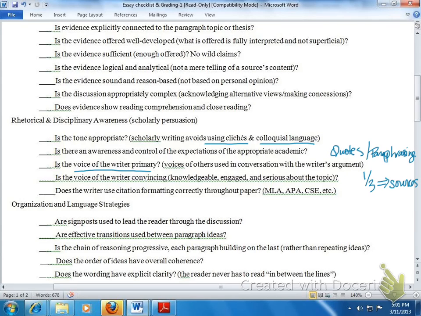Do look at the organizational and language strategies. One of the things we want to pay attention to even at this point is our signposts used to lead the reader through the discussion. Those are often the signal about why the evidence is there in the paragraph, so it's often an indicator of what this paragraph is about. Is the evidence presented connected to what they're trying to do, and does it connect back to the thesis? Those are the main things we want to look for.